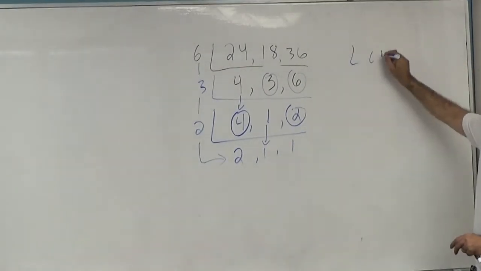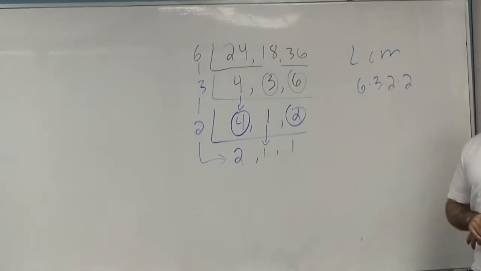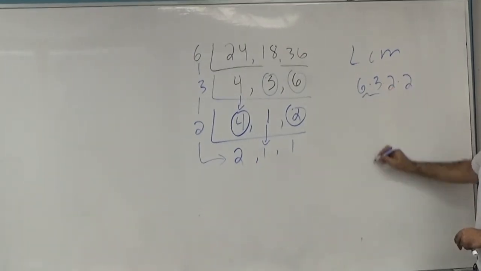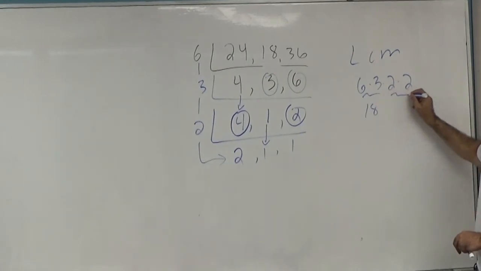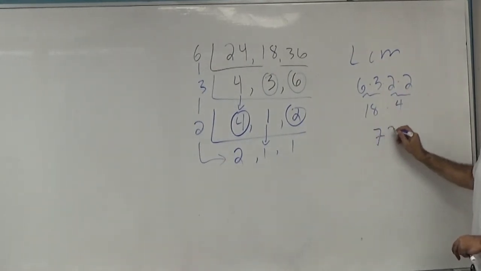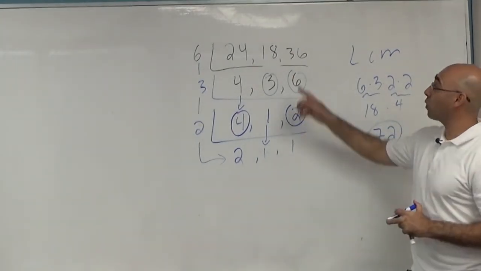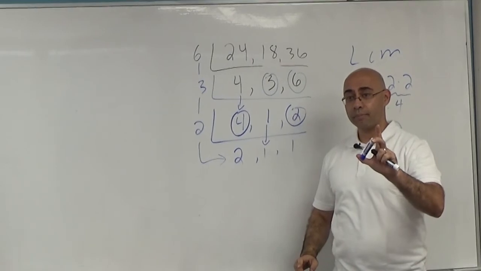So my least common multiple is 6 times 3 times 2 times 2. What's 6 times 3? 18. 2 times 2? 4. 18 times 4? 72. So I reduce all of them.